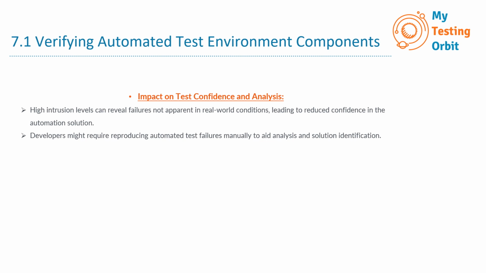Then the next point is developers might need to reproduce automated test failures manually to aid analysis and solution identification. So taking the same example of the car, let's say the engineer running the test notices this engine problem found by the testing tool. To understand it better, they need to manually recreate this issue by mimicking the exact conditions found during the automated test. By doing so, they can investigate and come up with a solution to fix the problem in the engine.